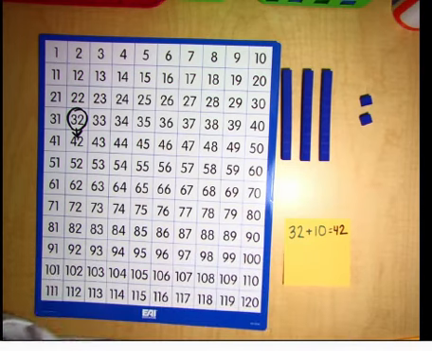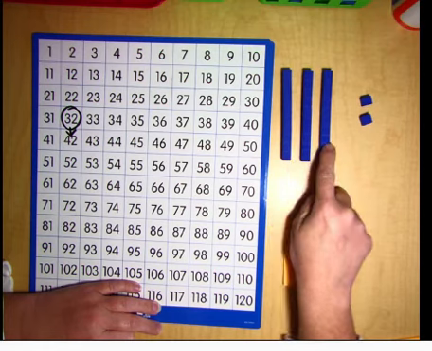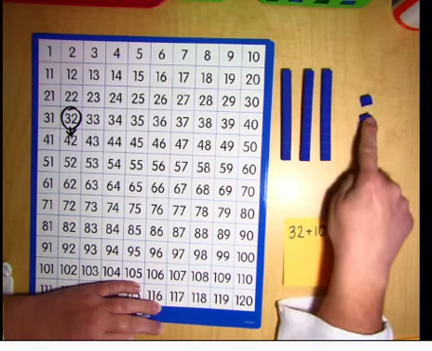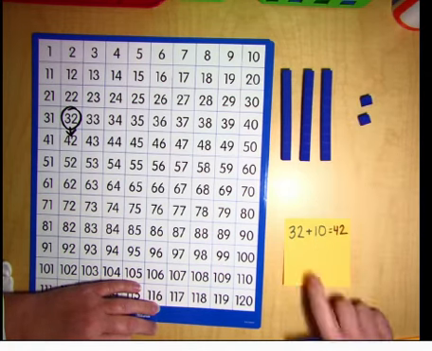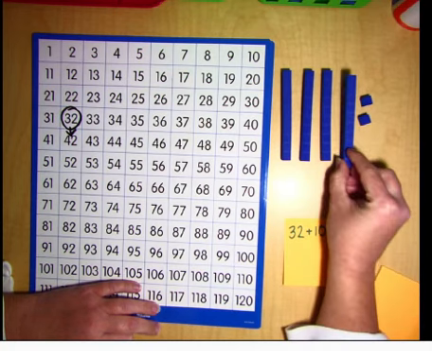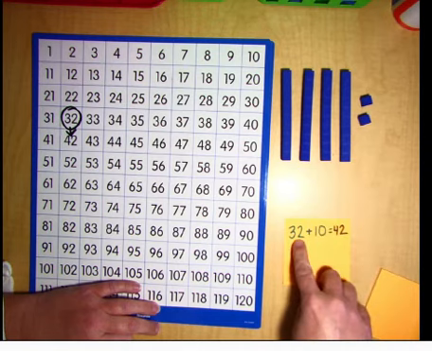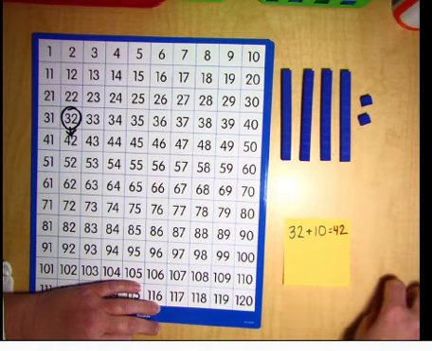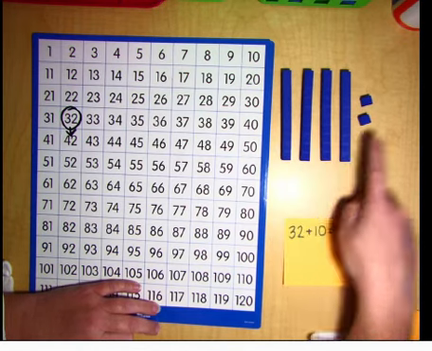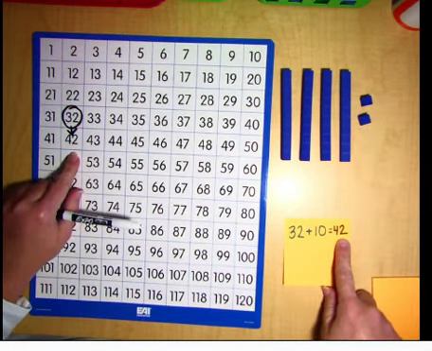Now, I want to model that in a little different way with these base 10 blocks right here. Right now, I have 32: 3 tens and 2 ones. 10, 20, 30, 31, 32. Well, if I'm going to add 10, that means I've got a new 10 that we're going to put into our math story right here. So now we don't have 3 tens anymore. We added a 10, and let's see how many we have. 10, 20, 30, 40, 41, 42. Same answer we got with the 100 board.